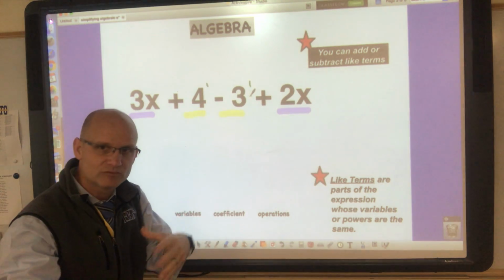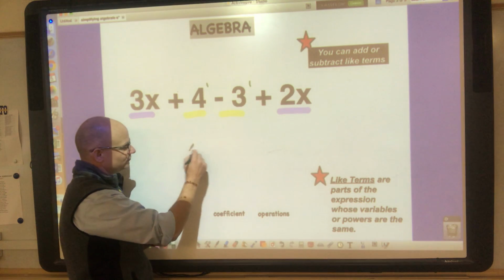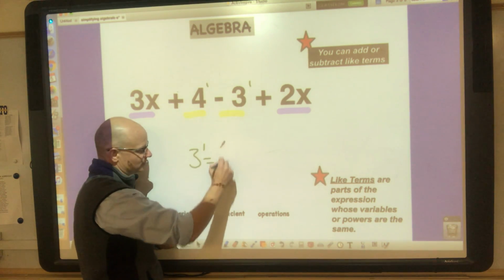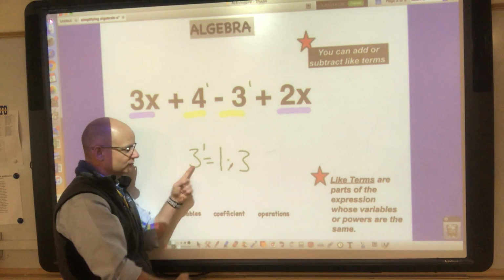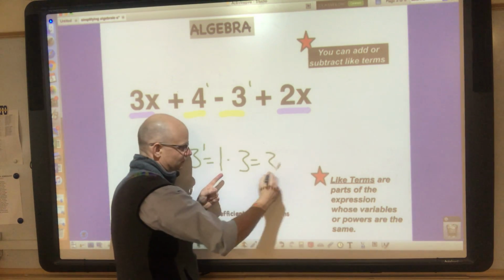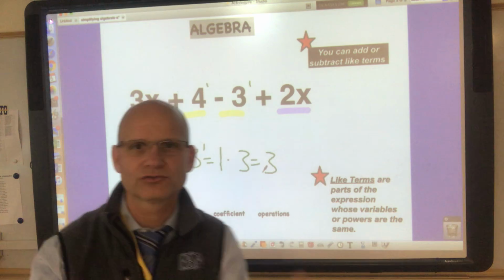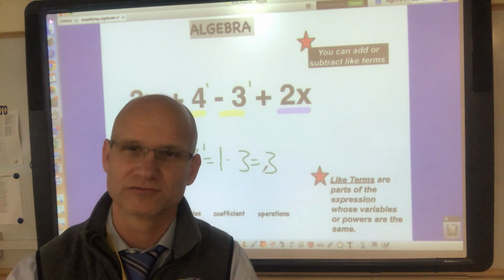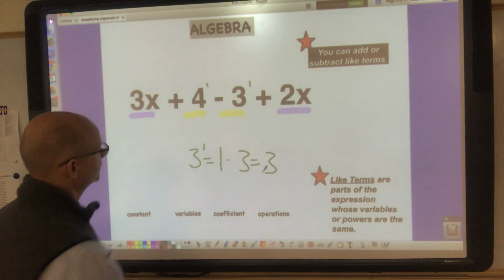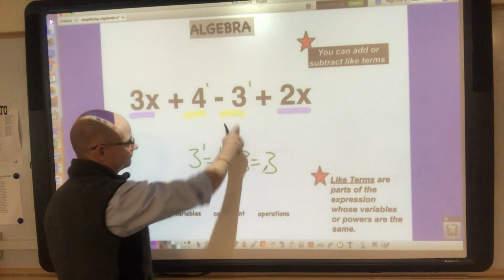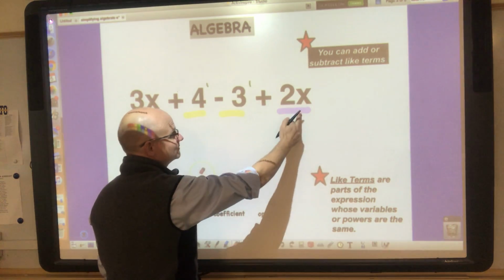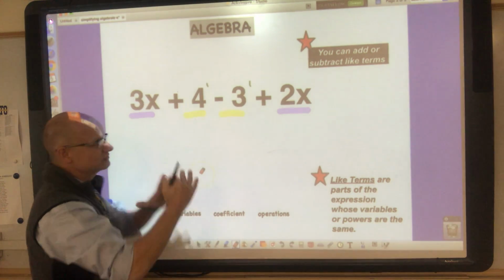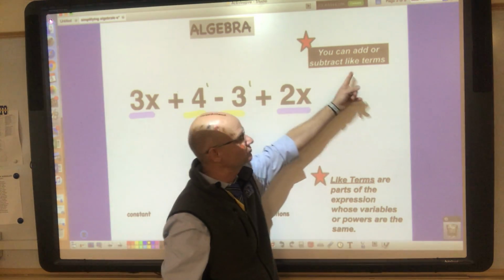Remember, we discussed this before about powers. If you have 3 to the first power, that just means you're multiplying 3 one time. 3 to the first power is just 3. So when you say 3, you just say 3, but it's really 3 to the first power. So this is 4 to the first power, this is 3 to the first power. Those are like terms. You also have 2 times a number and 3 times that same number. Those are like terms, and you can add or subtract like terms.